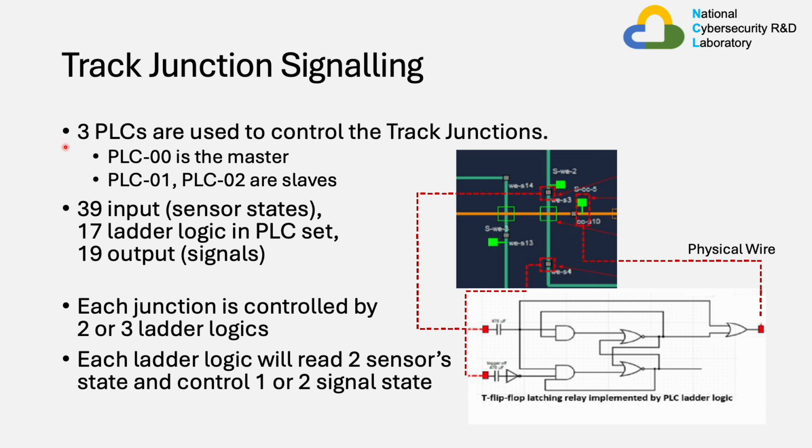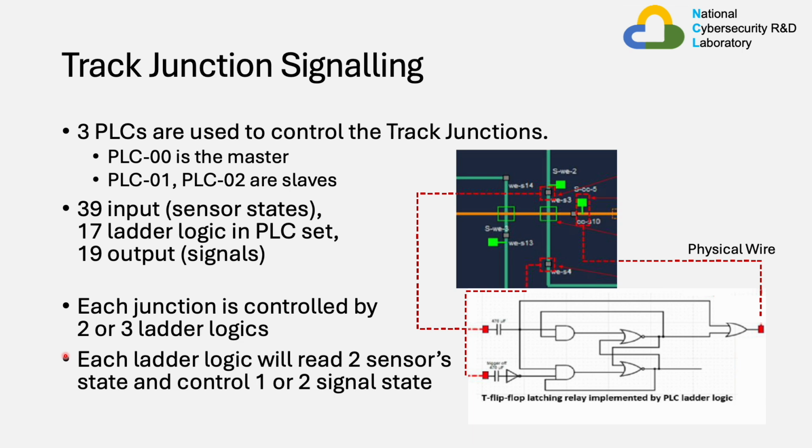There are three PLCs used to control the track junctions, where PLC 0 is the master and PLC 1 and 2 are the slaves. They take in a total of 39 input sensor states, which are passed through 17 ladder logics in the PLCs and output to 19 signals. Each junction is controlled by 2 or 3 ladder logics.